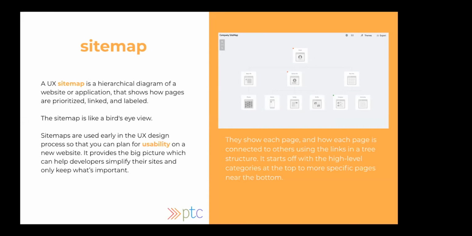A UX sitemap can also help organize your site in a way that makes it easier for your user to reach any page that they might like. Sitemaps typically look like this. They show each page and how each page is connected to the others using links in a tree structure. It starts with the high-level categories at the top and goes to more specific pages near the bottom.